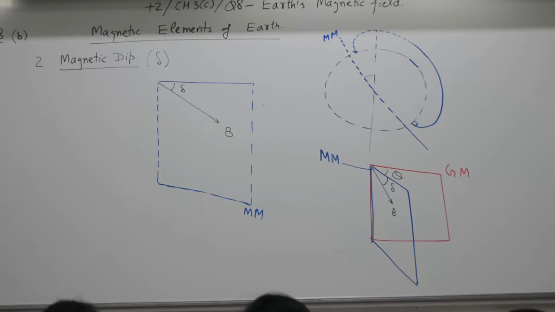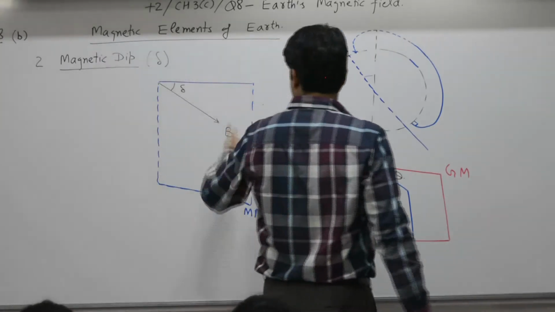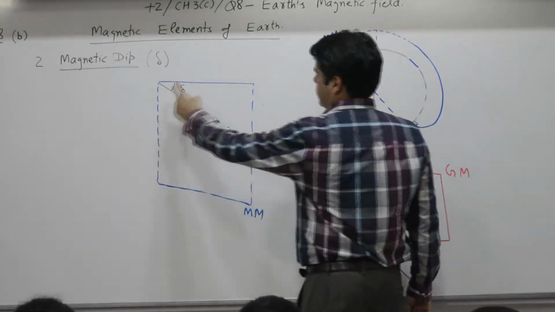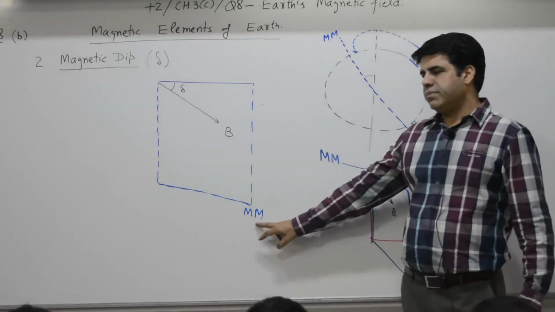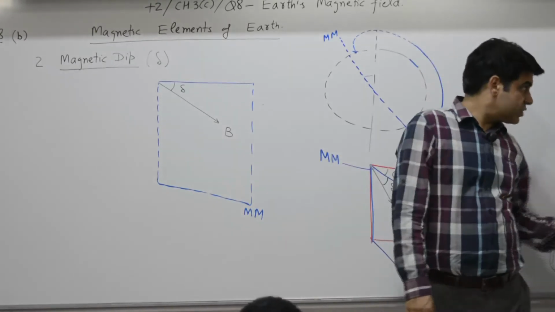Time with you is 2 minutes to write. 1 mark question: what is magnetic dip? You need to draw this much only. Right, it is the magnetic meridian, the angle which B makes with the horizontal.